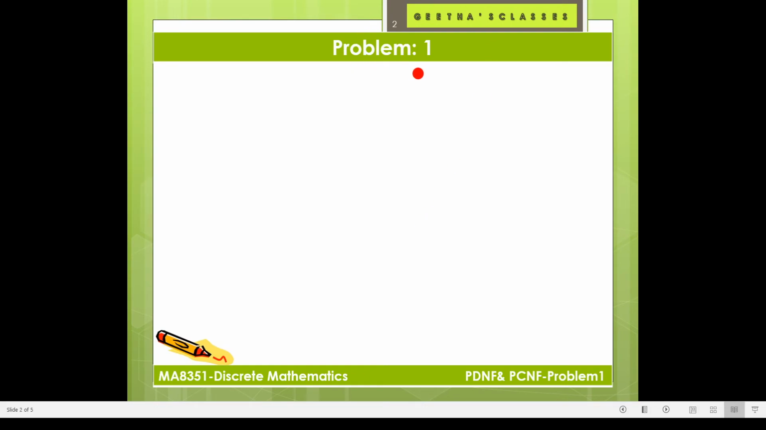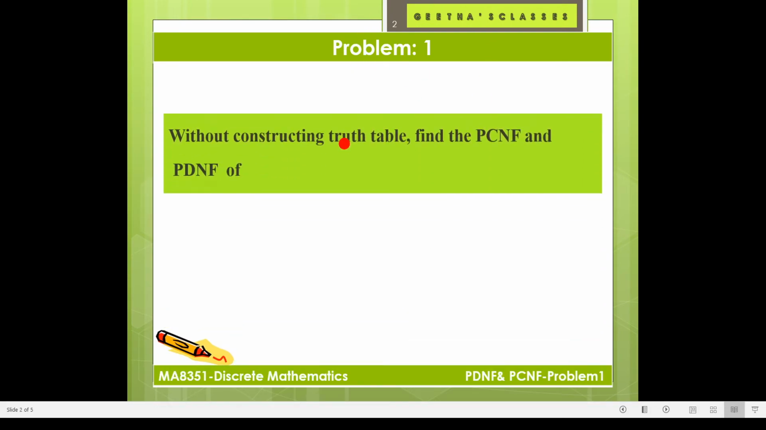So problem 1 is, without constructing truth table, find PCNF and PDNF of the proposition not P implies R and Q if and only if P. Okay. So this is the proposition given in the problem. So for that proposition, you have to find the PCNF and PDNF. Okay. It's an important university question. So concentrate more on this question.